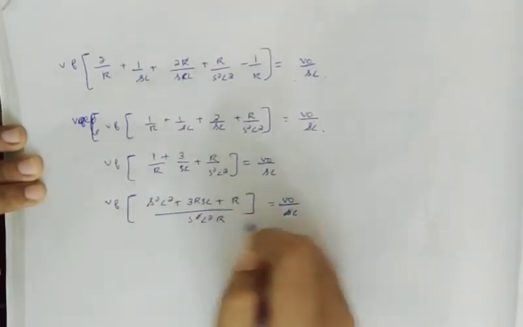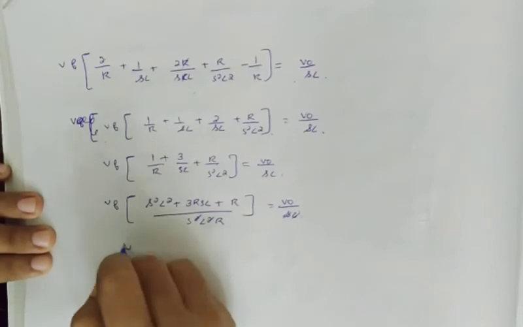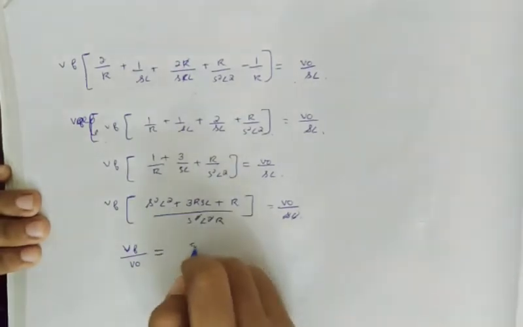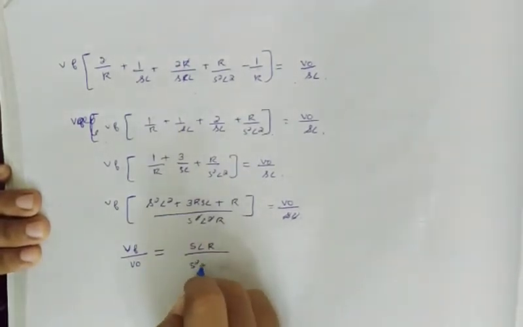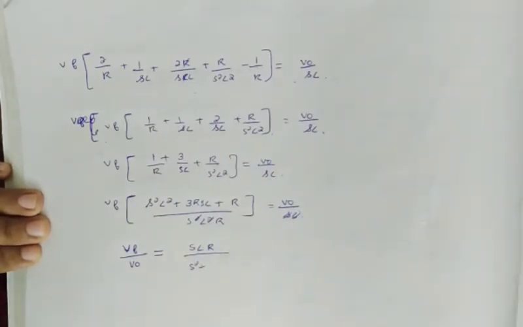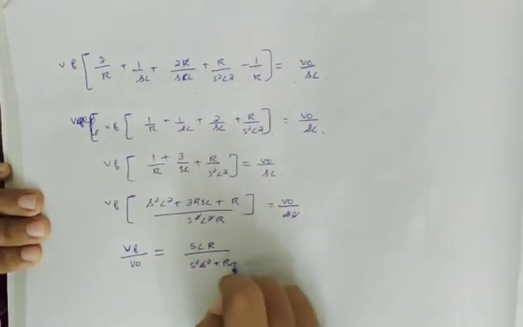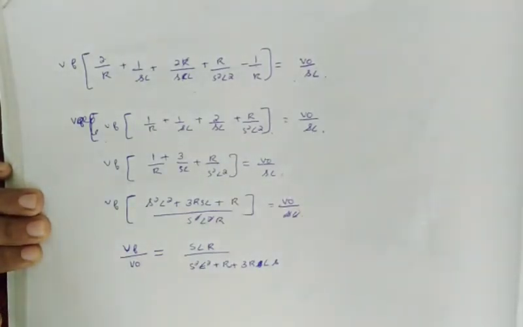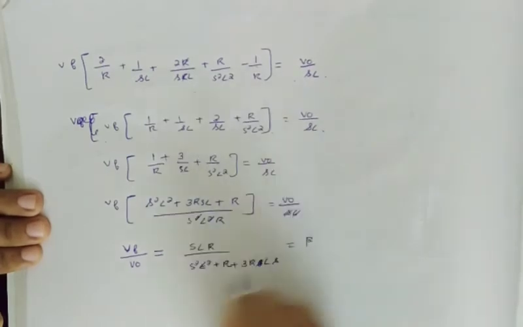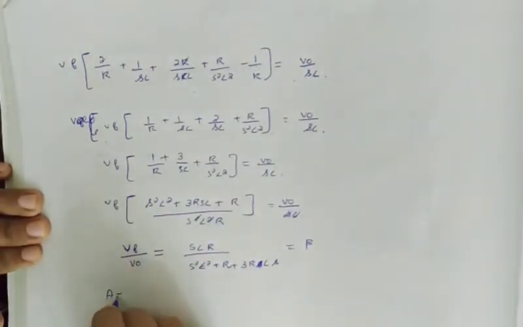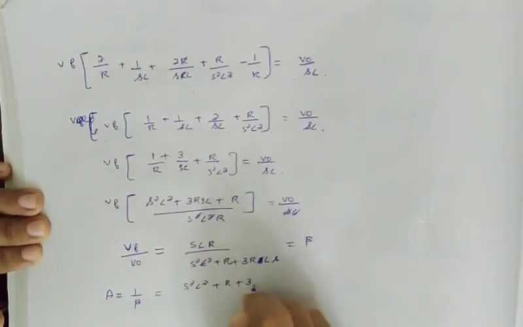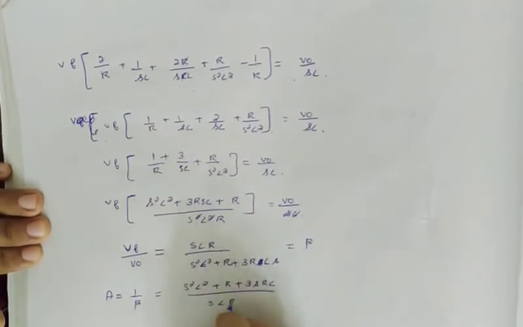Okay. S and S cancel, L and L cancel. Okay, we'll get Vf divided by V0, that is the feedback gain, equal to SLR divided by S square L square plus R plus 3R SL, or I can write 3RLS. Okay, this is our beta. Actually, we have to find out alpha, A, that is 1 by beta, which is equal to S square L square plus R plus 3SRL divided by SLR. Okay.